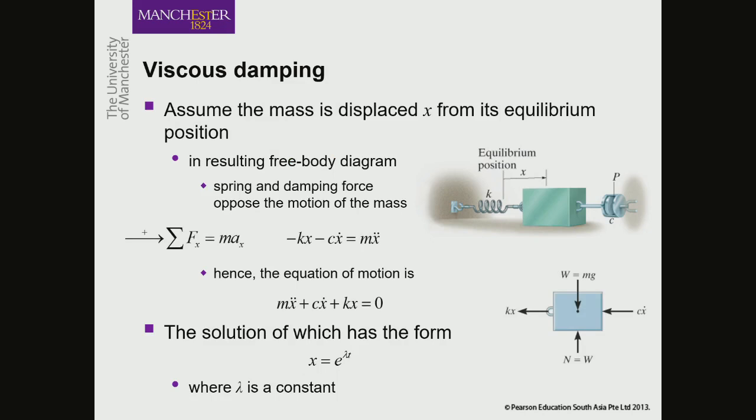Here is the free body diagram, and the only additional force here you can see, our mass is going towards the right, and this is the viscous damping force from the damper. So the only thing you need to take into account in our equation of motion is just this section, C times velocity.